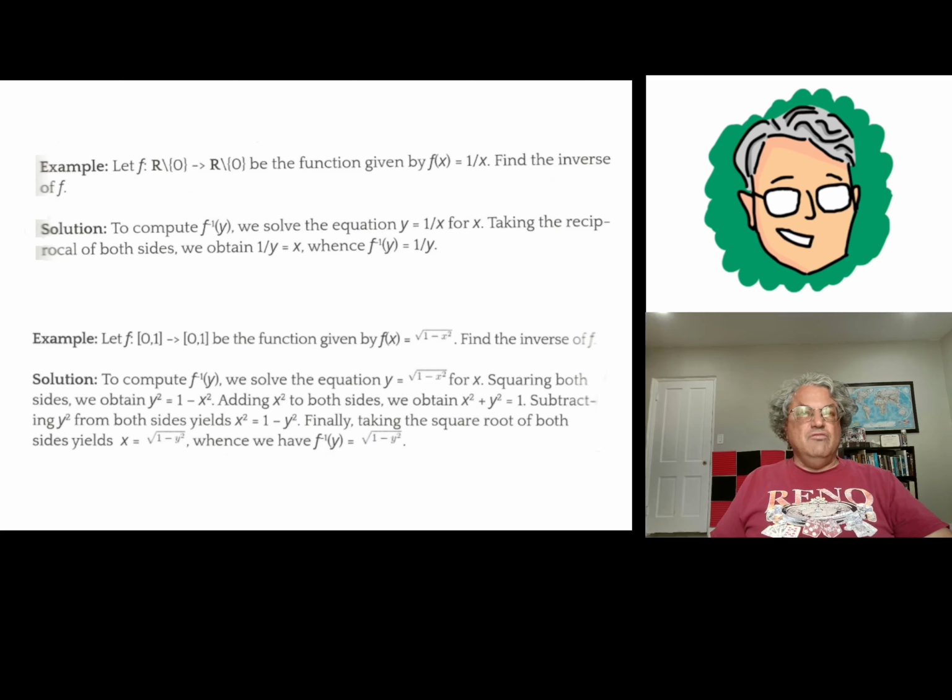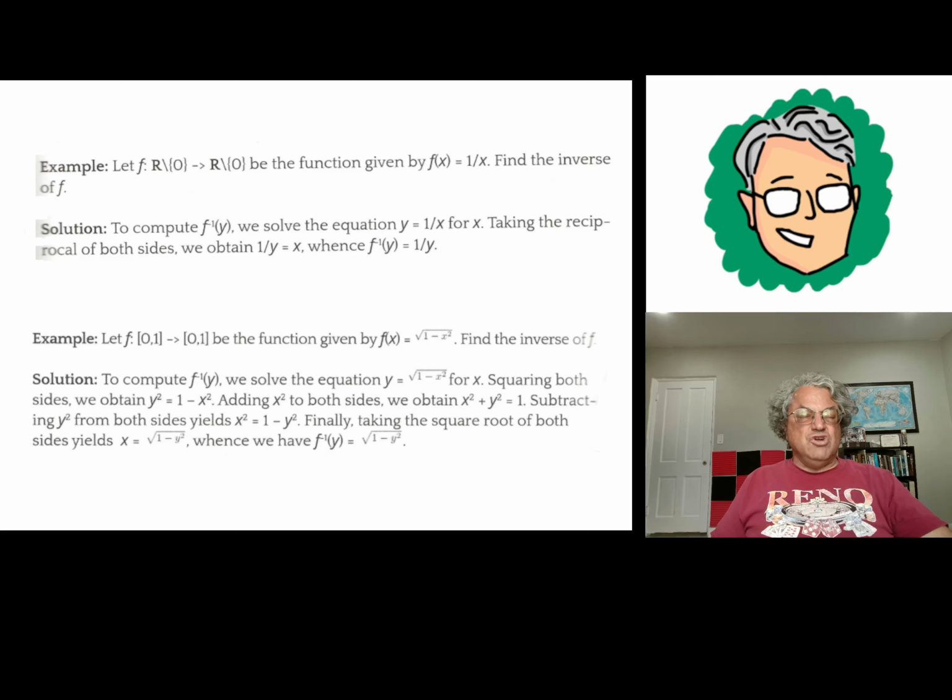So we have y equals square root of 1 minus x squared. We can square both sides. Then you get y squared equals 1 minus x squared. Now you can add x squared to both sides. You get x squared plus y squared equals 1. You guys should recognize that equation. That's just the equation of the unit circle.